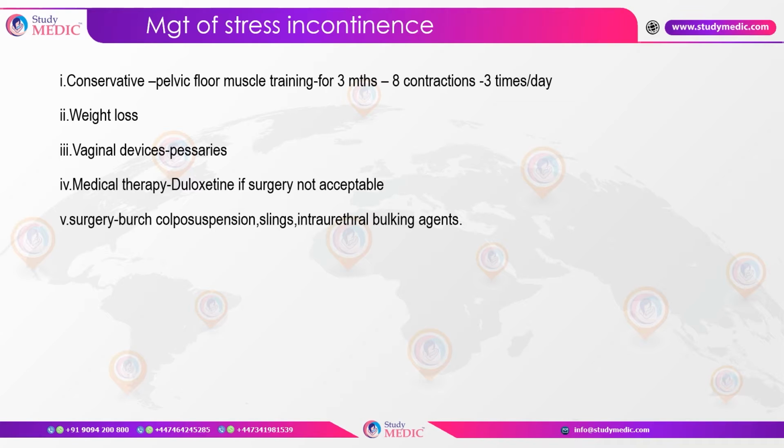Surgery is the last option. The gold standard these days is Burch colposuspension, or you can also offer slings, either autologous rectus fascial slings or retropubic tape procedures with other slings, or you can offer intraurethral bulking agents. The slings that are used are made of synthetic material.